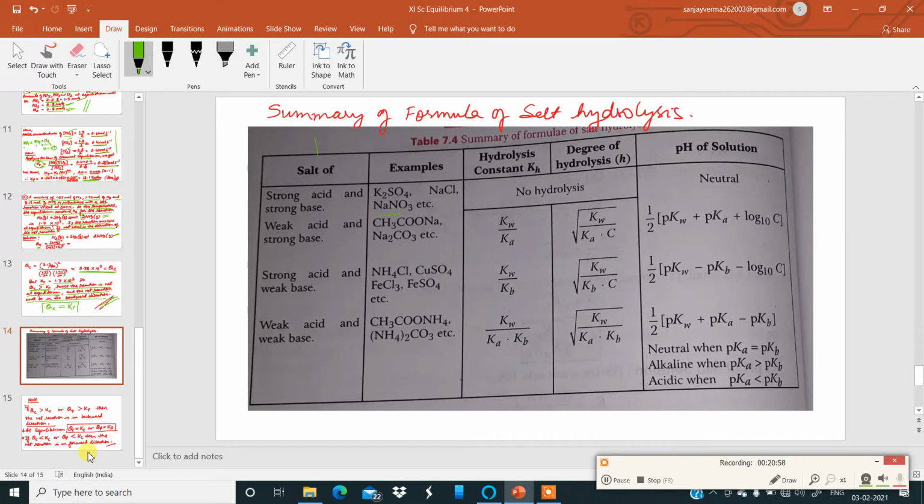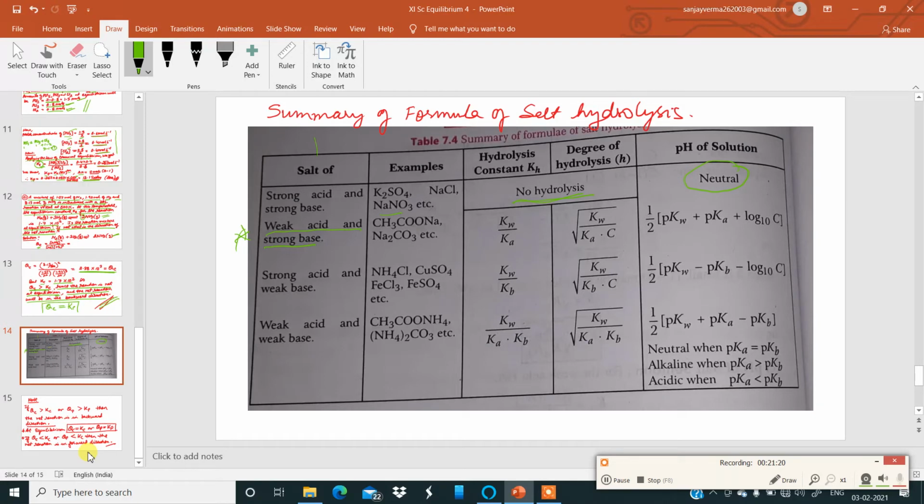Now this will not undergo hydrolysis. If you put them in water, they will not undergo hydrolysis. So the pH of the resultant solution is neutral. So no question about pH in this case of strong acid and strong base. But if you come to this one, weak acid and strong base.